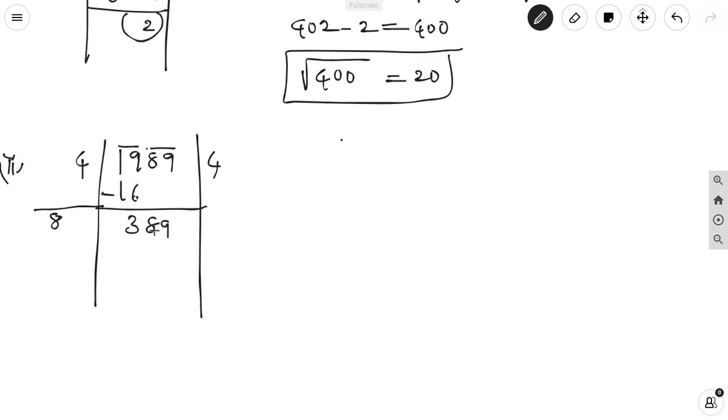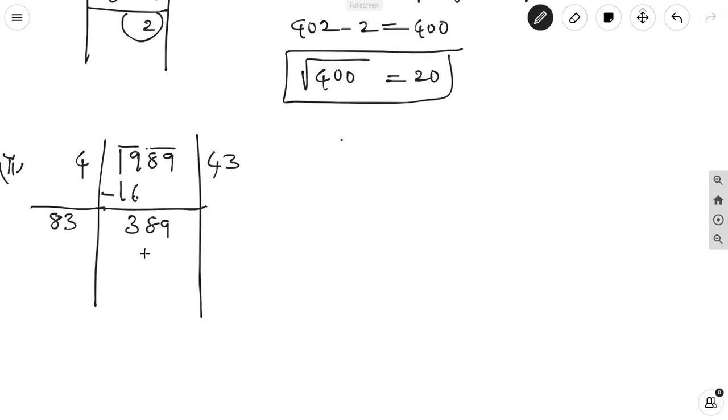Next, write the second pair on the right side. Then the dividend becomes 389. Which digit? 3 threes are 9, 3 eights are 24. Not suitable. 7 sevens are 49, 7 eights are 56, it's not coming. Here 7 is too much. Then 3 is suitable.